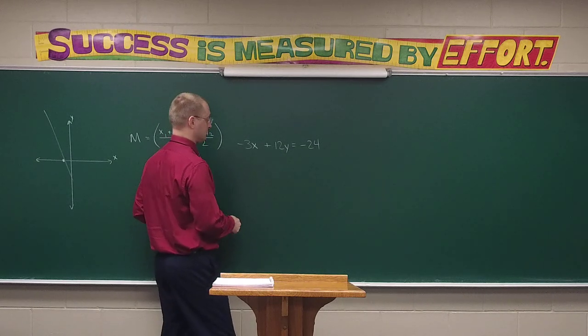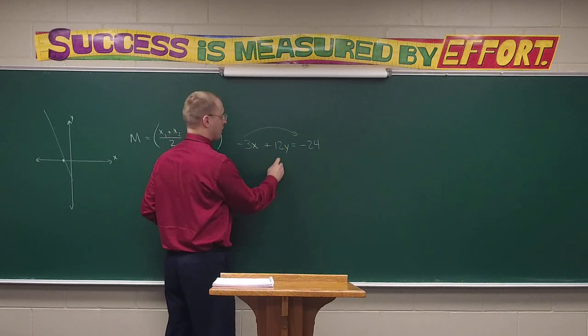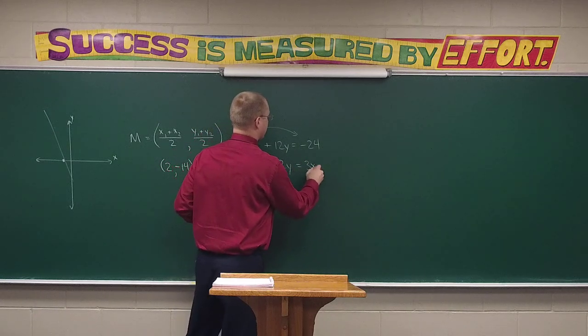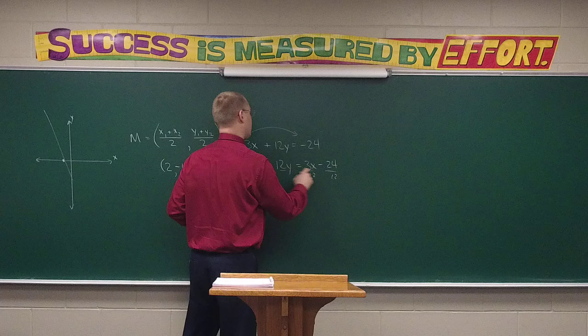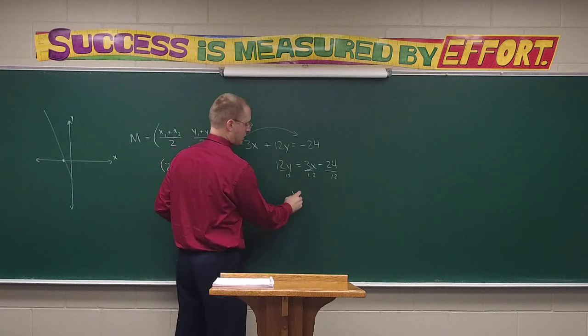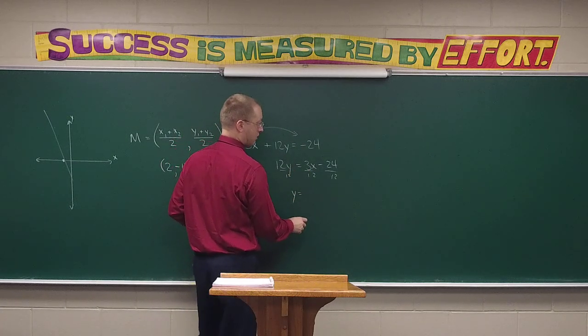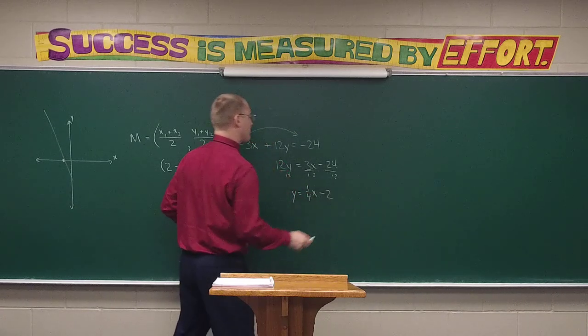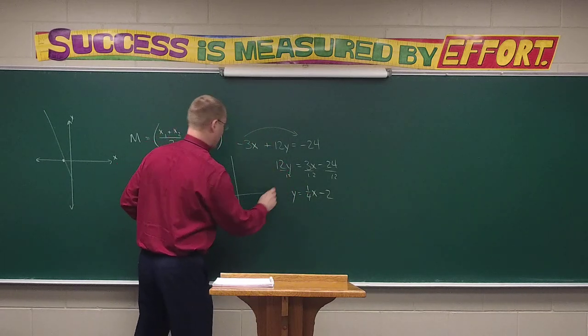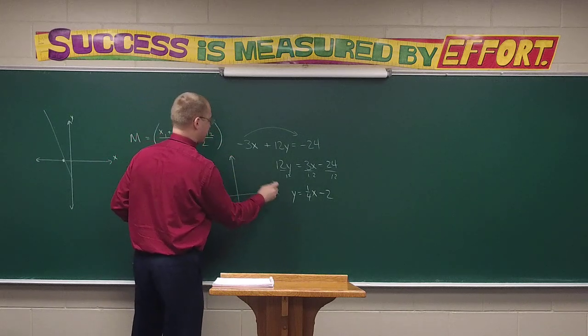12 to 3x over negative 3x equals positive. All right, you get 12y equals positive 3x minus 24, and then divide everything, and I get y equals 1/4x minus 2.